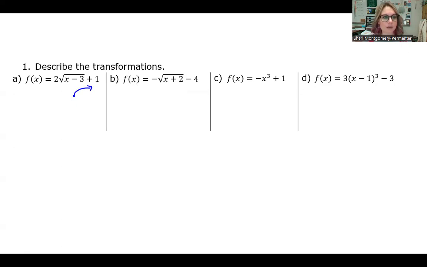Unless maybe you notice this one is negative. So a negative square root is going to go down. That one's negative.